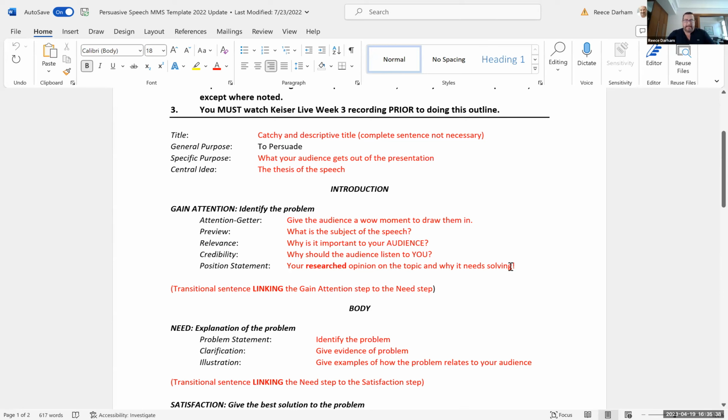Just as a footnote here, you are required to have a minimum of 4 cited sources. This would be a great place to put in a cited source that demonstrates your researched opinion.